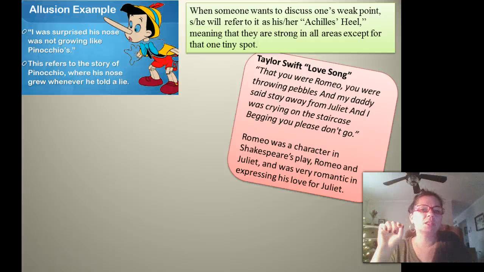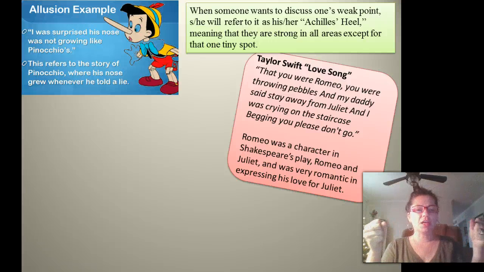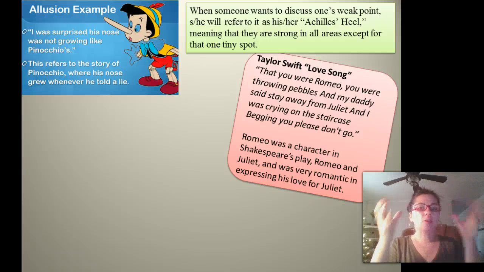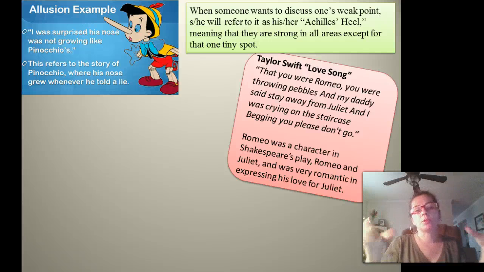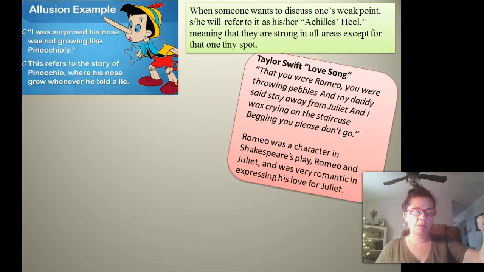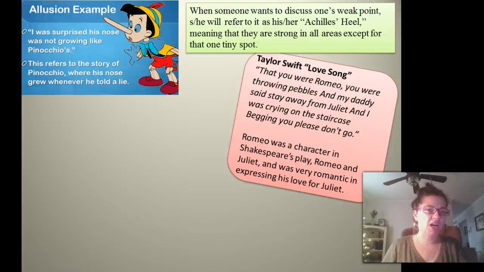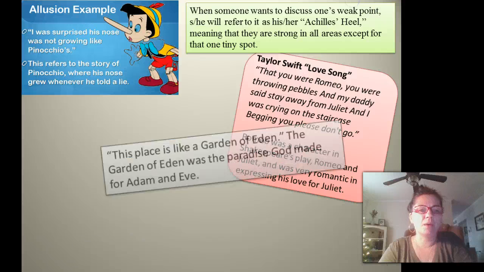When someone wants to discuss one's weak point, he or she will refer to it as her Achilles heel. Very cool story, mythology. Achilles' mother was given bad news that it was foretold that Achilles would be killed in battle by an arrow when he was older. So in order to protect Achilles, she held him in a magic river that would coat him and protect him for the rest of his life. He could never be pierced by an arrow. But she was holding his little ankle. So the little ankle never got into the water, so he was killed by being shot in his ankle. And that's why it's called an Achilles heel. It was the only weak part on his body.